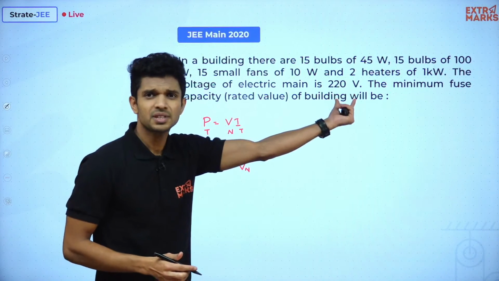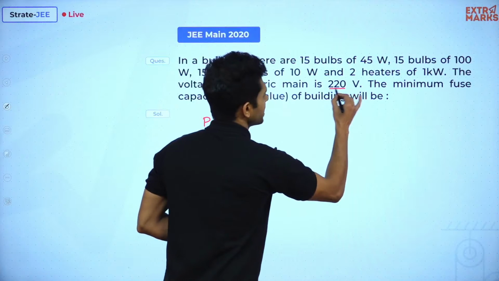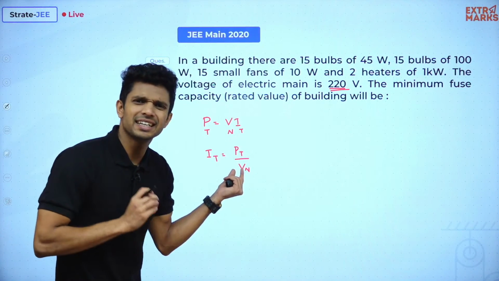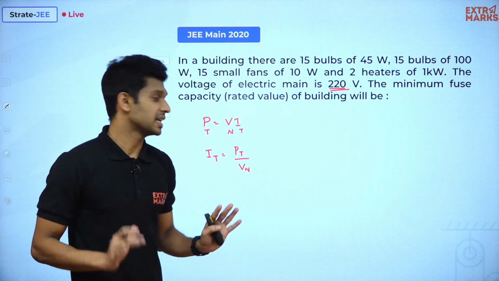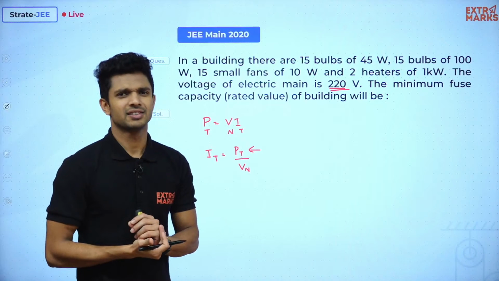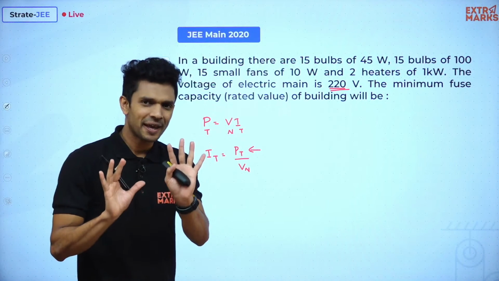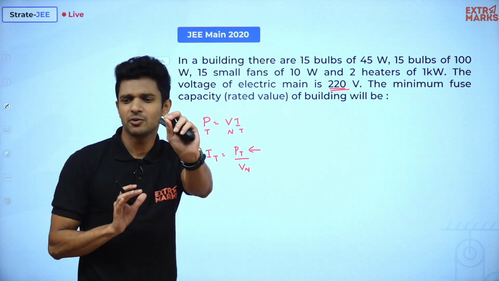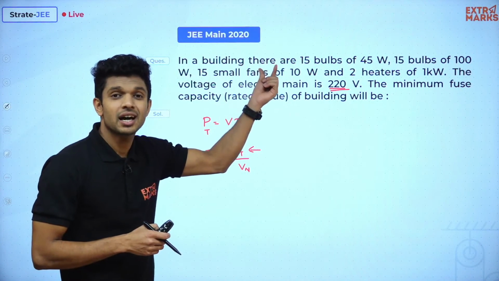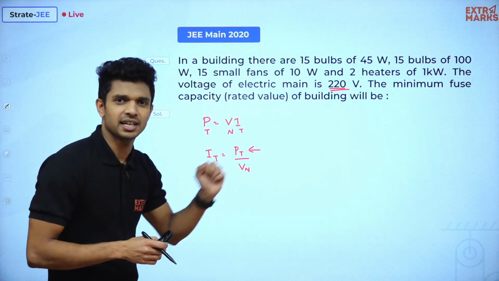Now, finding the net voltage is not a big deal. How much is it? 220 volt. It's given. We can directly substitute it as 220 volt. Now, finding the total power is a little tricky, though it's not a big deal either. That is the only thing that can stop anyone from getting the answer here. How? We know that in our houses all the devices are connected in parallel.